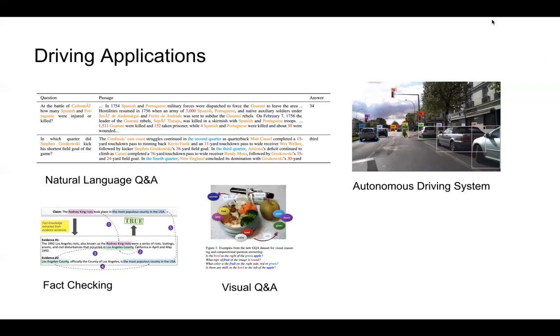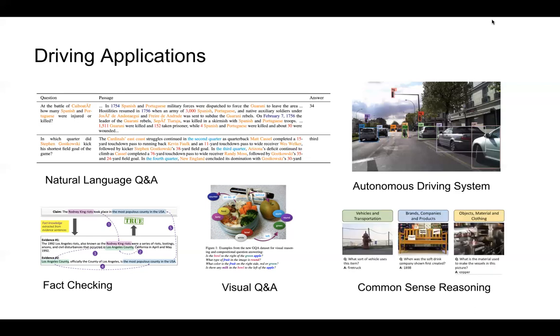Visual Q&A is another example where this time, instead of giving a passage, as you saw in natural language Q&A, I've given an image here. And there's a question in natural language about the image, such as, is the bowl to the right of the green apple? Yes or no?